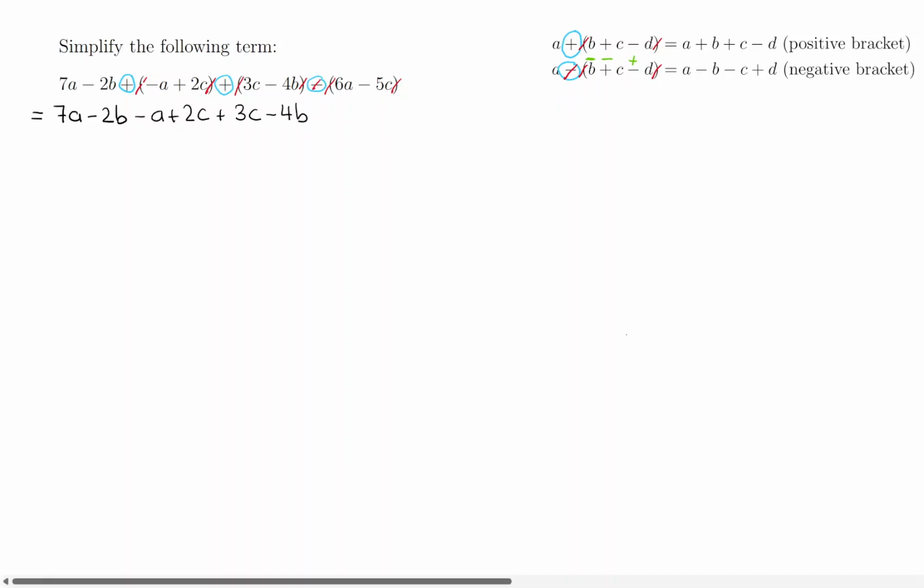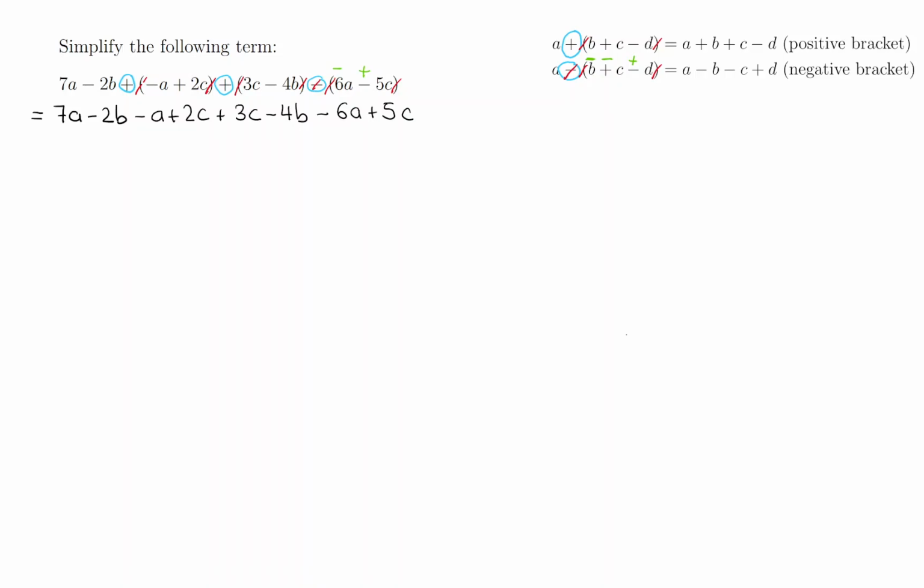And now we have to change all the signs inside of the bracket. So we have plus 6a changes to a minus, and this minus sign changes to a plus. And now we can just write it down. So it will be minus 6a plus 5c. And this is it. We eliminated our brackets.